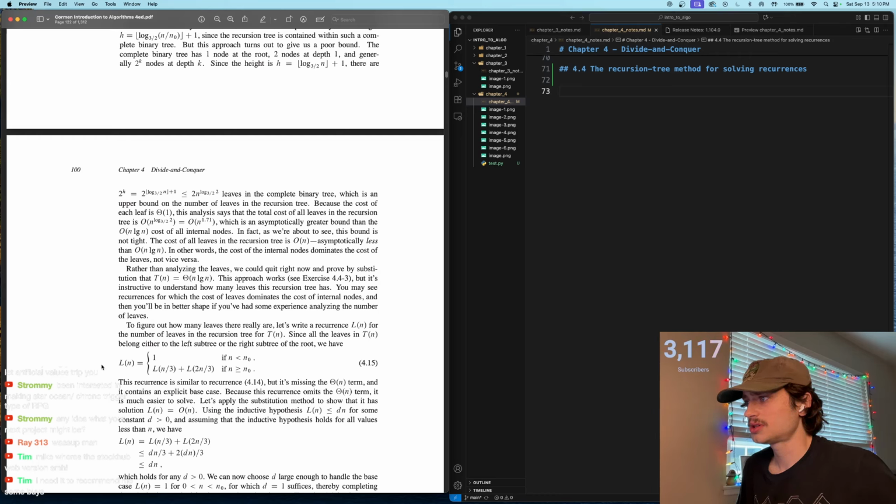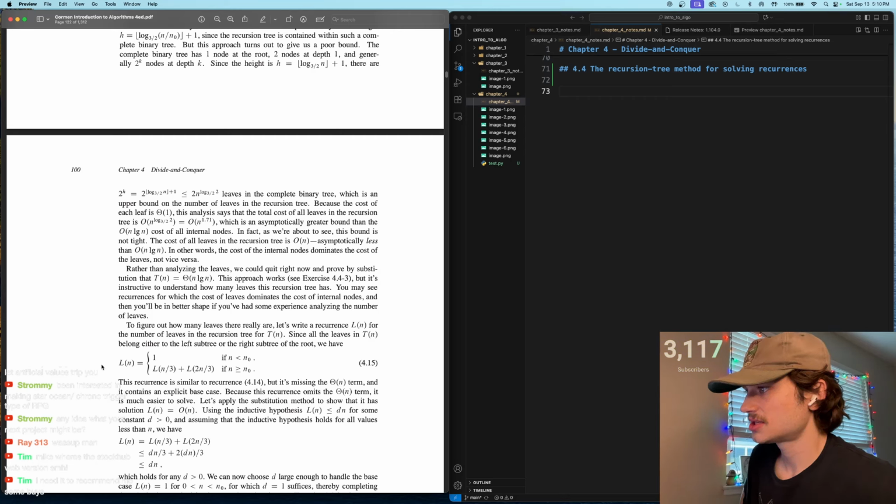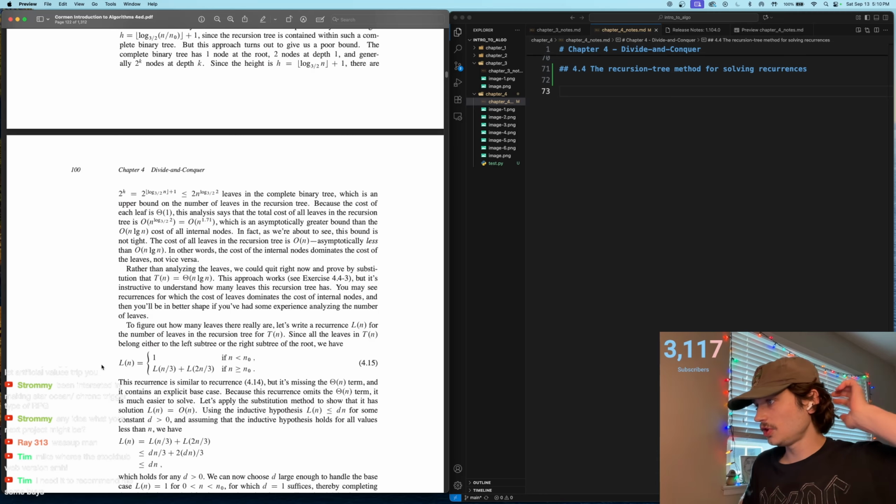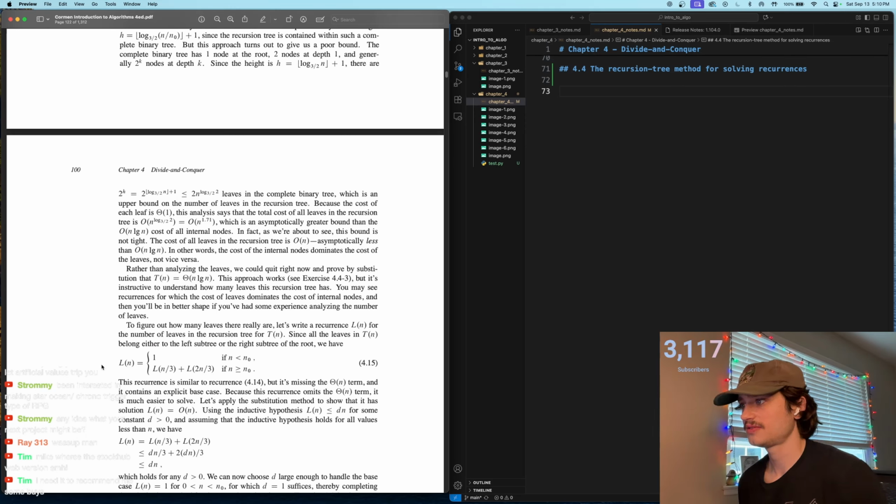This approach works, see exercise 4.4-3, but it's instructive to understand how many leaves this recursion tree has. You may see recurrences for which the cost of leaves dominates the cost of internal nodes, and then you'll be in better shape if you've had some experience analyzing the number of leaves.